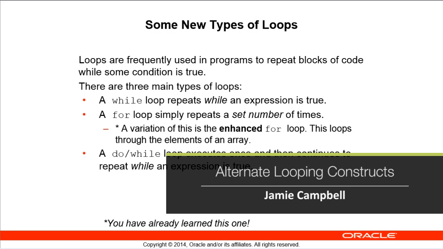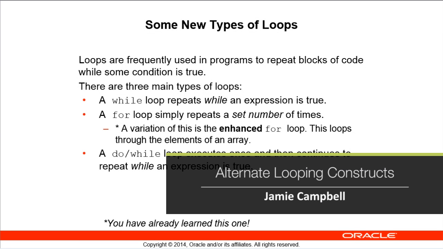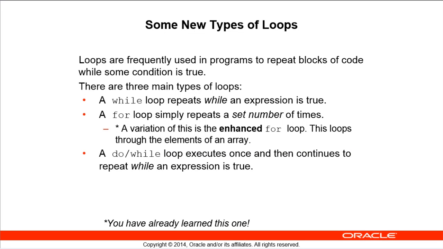In this video, I'll discuss alternate looping constructs. Loops are used to repeat blocks of code as long as a certain condition is true. Once the condition is false, the loop terminates and program execution moves on. There are several types of loops.